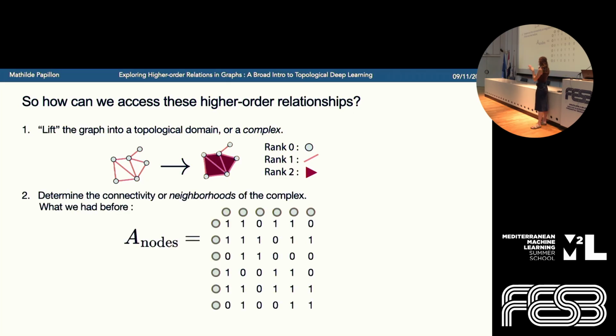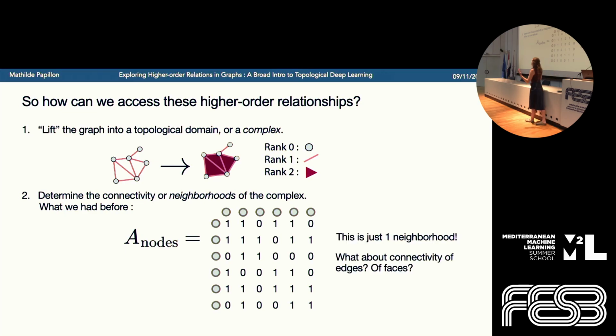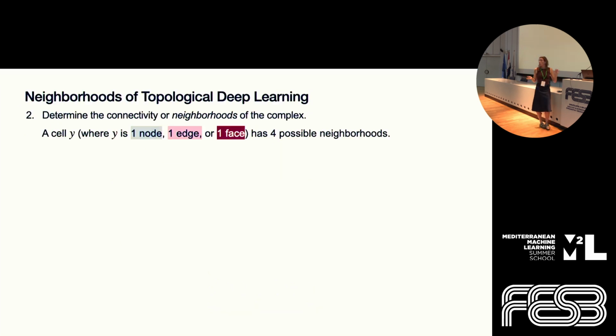Next, we're going to determine the connectivity or the neighborhoods that exist on this domain. We did that earlier in the graph case with the adjacency of the nodes, right? We determined how we consider our graph to be connected. We have to do it again here, but now we have way more going on, right? We also have edges that are connected through faces, and faces potentially connected through volumes, and so on and so forth. So we need to be a little bit more careful as to how we define the connectivity or the topology of our domain. So what does that look like?